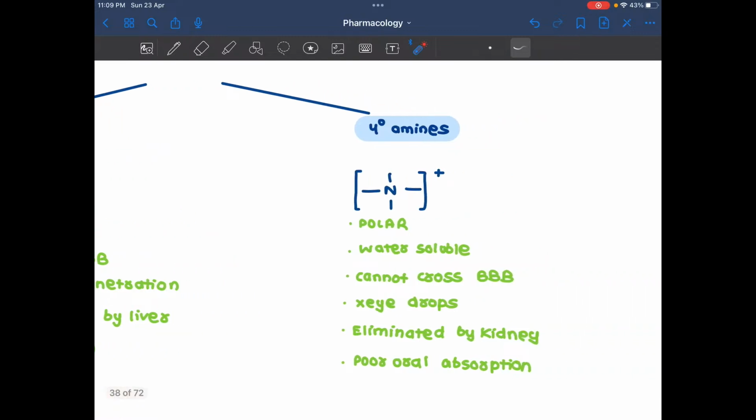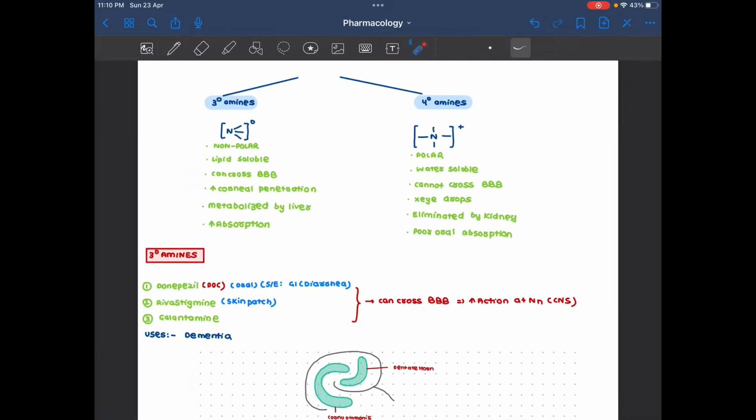What about the quaternary amines? Because they have a positive charge over here, they're going to be polar, they're going to be water soluble, they cannot cross the CNS, they can't be used as an eye drop, and they're mainly eliminated by the kidney and not by the liver cells. And they're going to have a poor oral absorption. So we have quaternary amines, we're going to have tertiary amines.